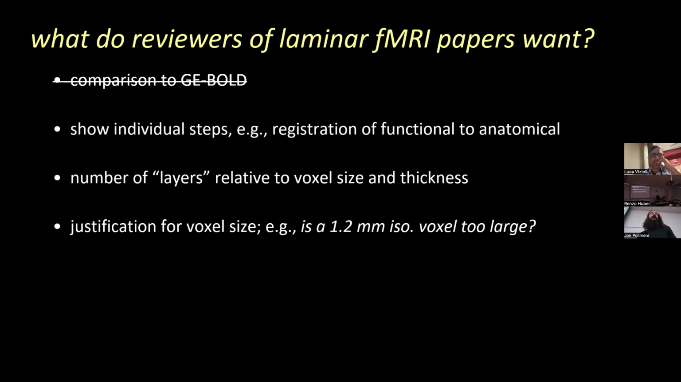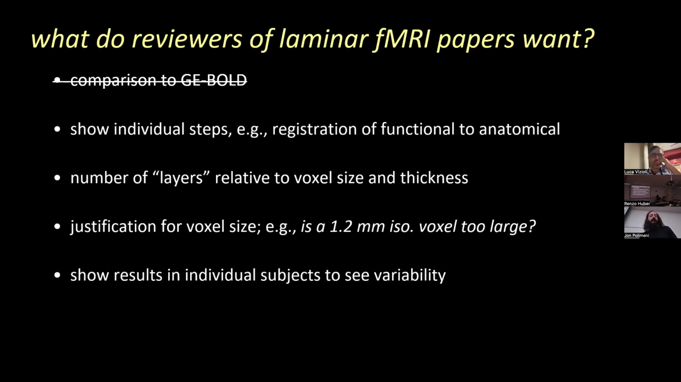I think also reviewers want some justification for voxel size. As a community, it's not clear what voxel size we really need. Maybe 1.2 millimeter voxels might seem too big. Can this be used to look at activity between superficial layers and deep layers? Maybe. What's the resolution that we need? I think there's not really consensus about this.